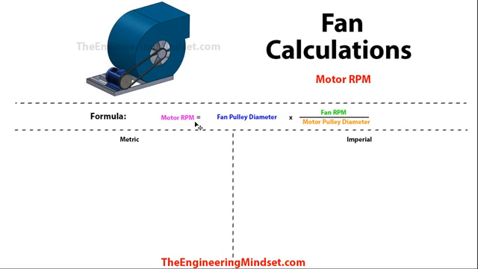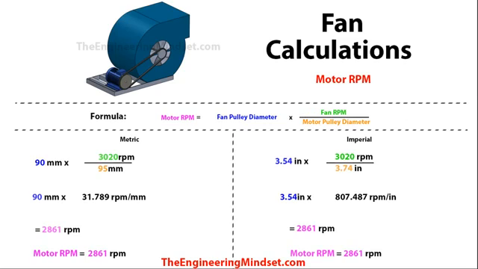So the motor revolutions per minute equals the fan pulley diameter multiplied by the fan revolutions per minute divided by the motor pulley diameter. And so we can drop those numbers in, and this will then come out at 2861 RPM on both sides, imperial and metric. Again, you can just calculate these or look them up from the manufacturers.